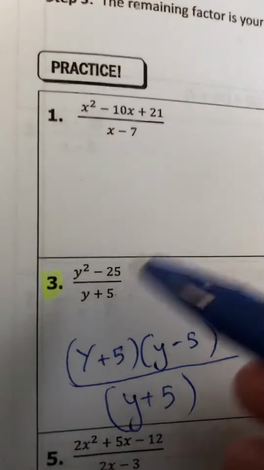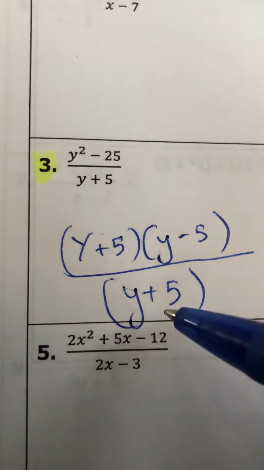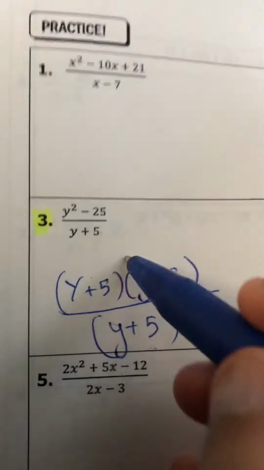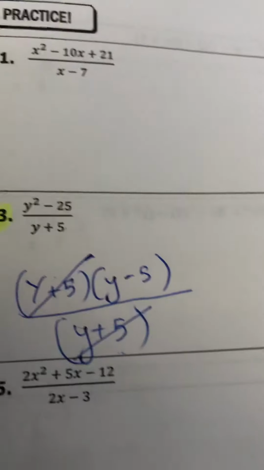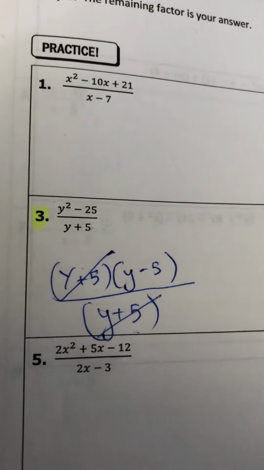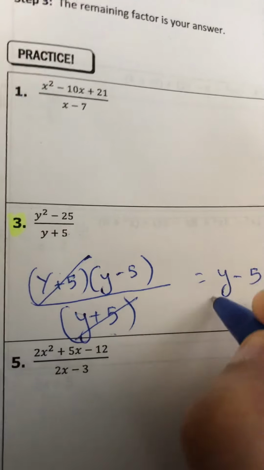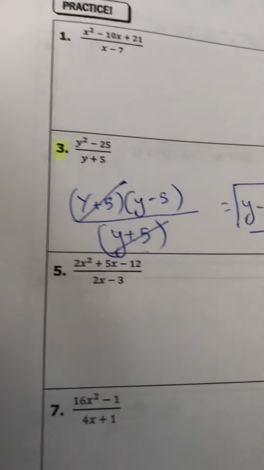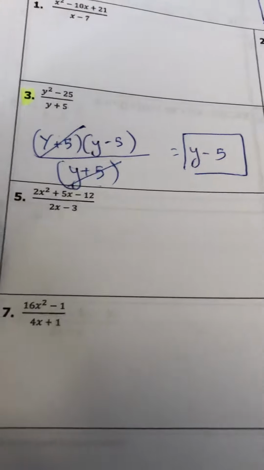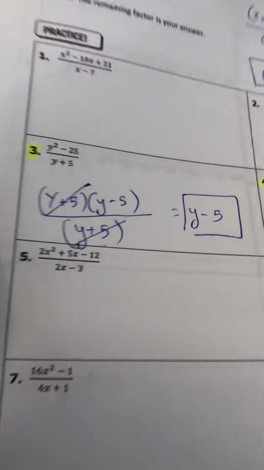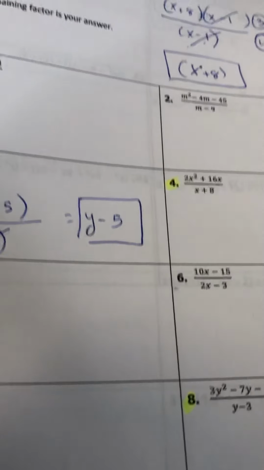Now if I see any common factor in the numerator and in the denominator, I can cancel that common factor. This divided by this gives me 1, like 5 divided by 5 gives me 1. The only factor I'm remaining with is y minus 5, which is my final answer. So if we divide y squared minus 25 by y plus 5, we get y minus 5. Let's do one more example.